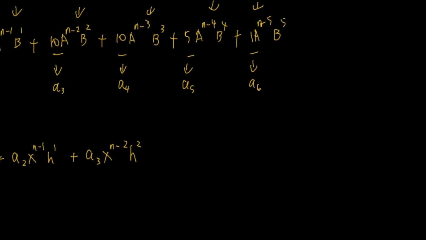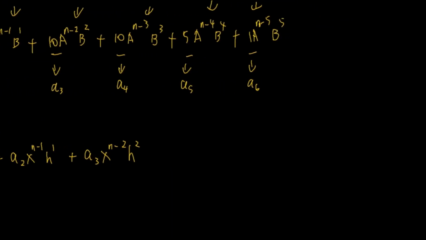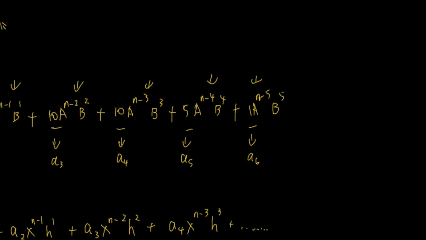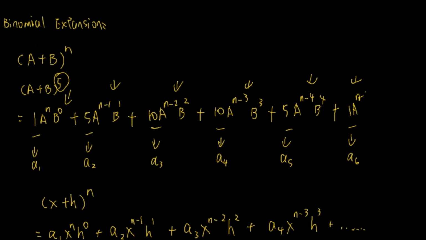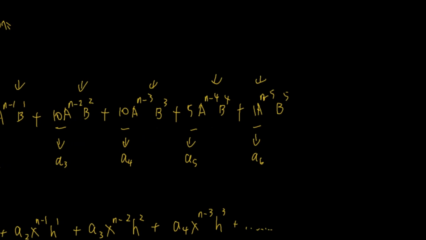Okay, so we will keep doing like this. The next term will be a4 times x^(n-3) times h^3, plus, keep going, and then the last term. What can we call the last term? Now notice that this is the power of 5 in this example we're expanding, but the last term is actually a6 here.